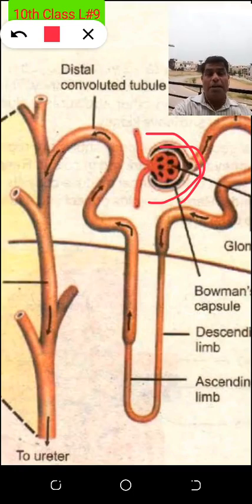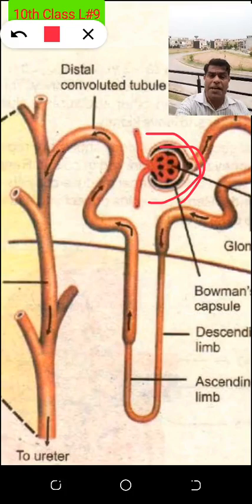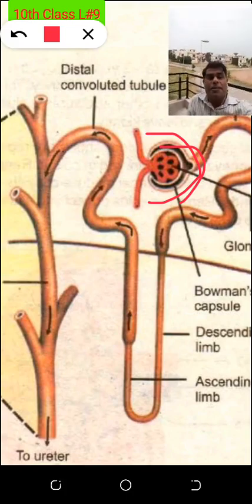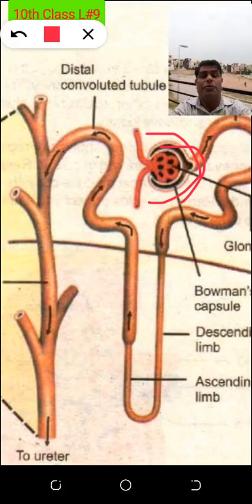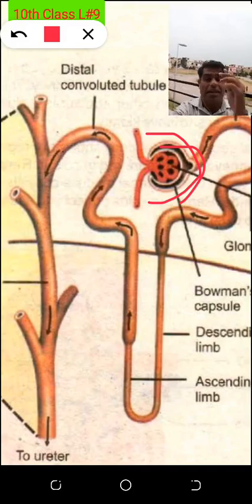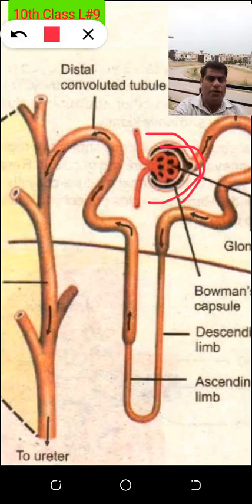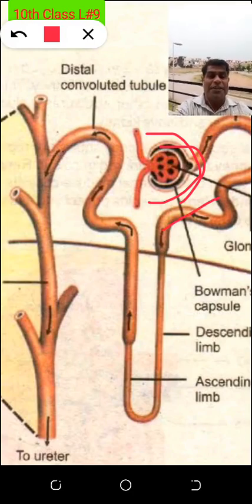Bowman's capsule carries the glomerulus, meaning the capillaries. What happens to these glomerulus capillaries? The urine from the glomerulus goes into Bowman's capsule. Now, where is the urine? In the Bowman's capsule.